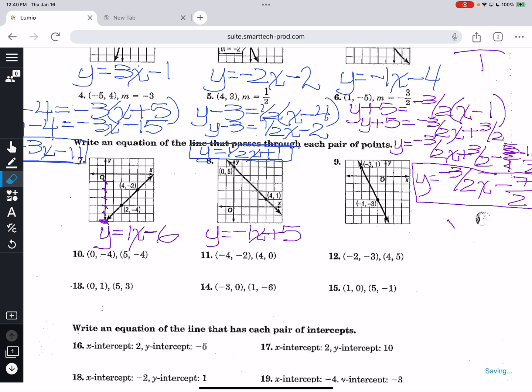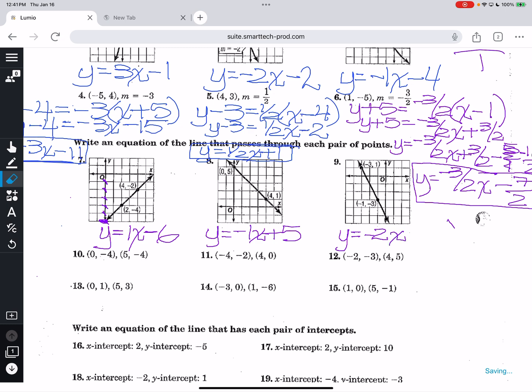What about 9? Over to the left 3 and up 4, so it's negative 3 over 4. Nope. Up 4 and to the left 2. What number is that? Negative 2 over 1, or negative 2.